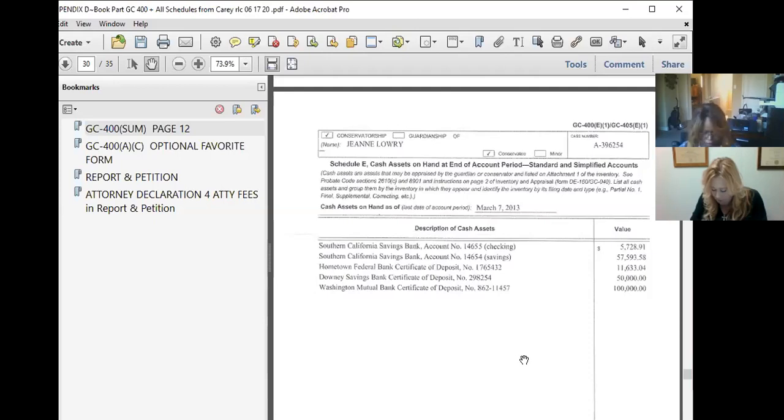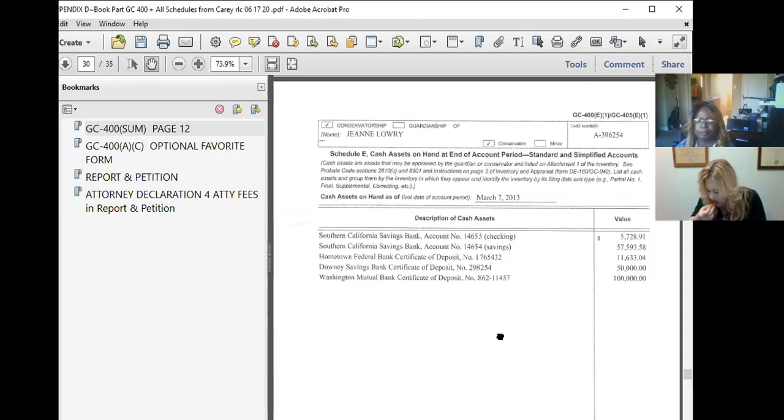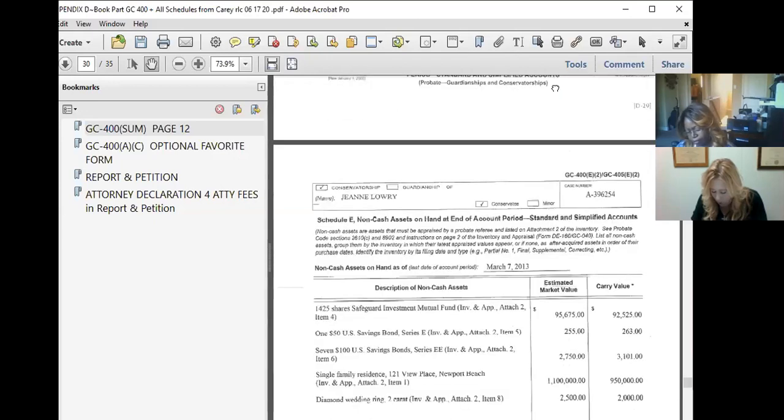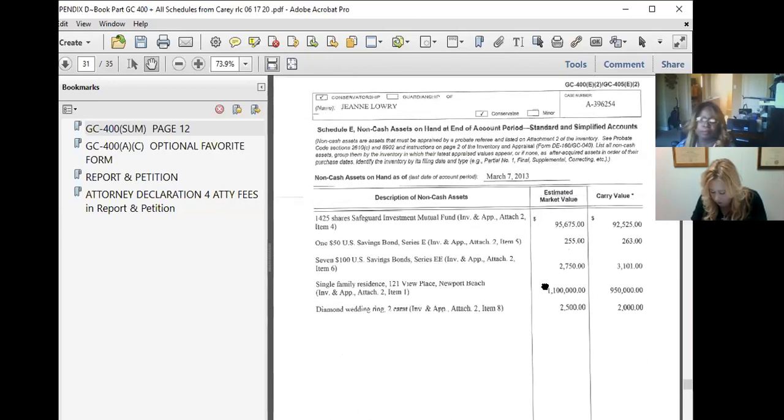When you're turning in the bank statements with your accounting, you want to make sure you include the bank statement for the period just before you started and were appointed, and then after, just so that the court examiners can tie it in. Most likely, when you became appointed and got your letters, the bank did not do a new statement, so you'd have to give them the statement from before the time you were appointed. Okay, so those are the cash.